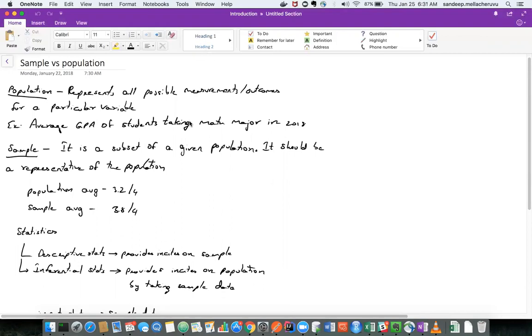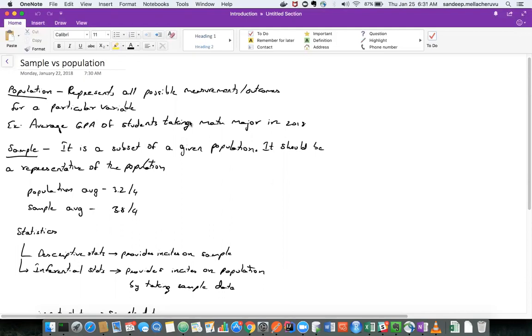And what is a population? Population is all the possible outcomes for a particular variable. So let's say I'm talking about the average GPA of students taking a math major. It means I'm going to take all the students who are taking a math major in all the countries across the world.